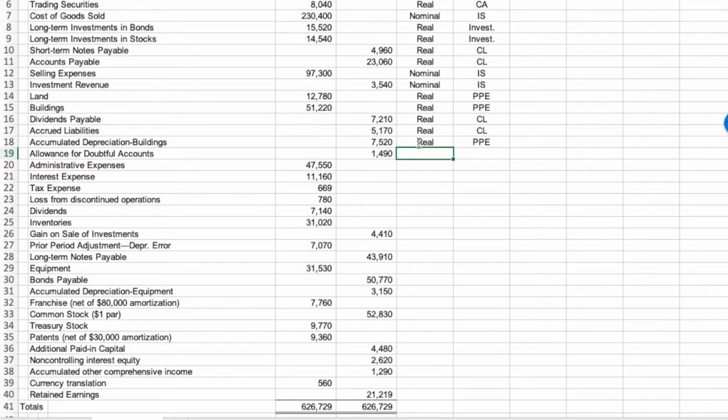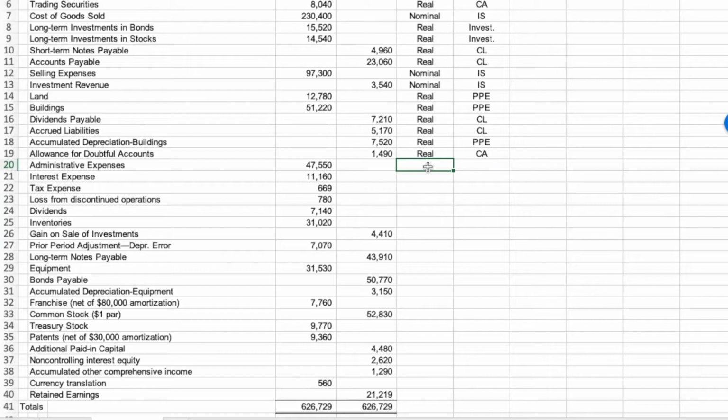The allowance for doubtful accounts is a real account. It is another contra asset account for accounts receivable. So this is the allowance for accounts that aren't going to pay. So it is going to follow accounts receivable, which is a current asset. So allowance for doubtful accounts is also going to be a current asset.